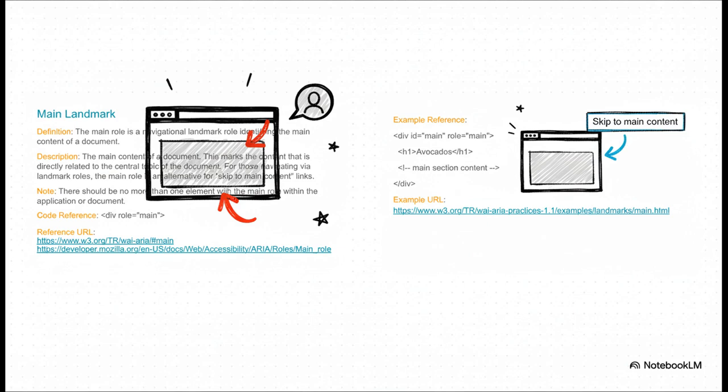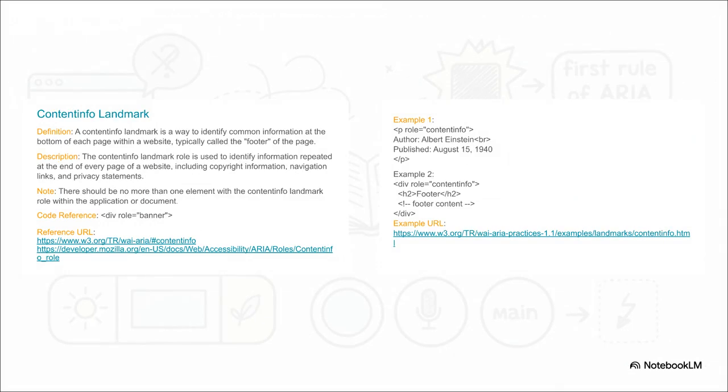It's awesome. And to round things out, we have contentinfo. This one is for the footer, where you find the copyright info, privacy policy, all that stuff. And when you use these three together, banner, main, and contentinfo, you're doing more than just building a web page. You're basically creating a crystal clear, easy to navigate map of your site that works for absolutely everyone.